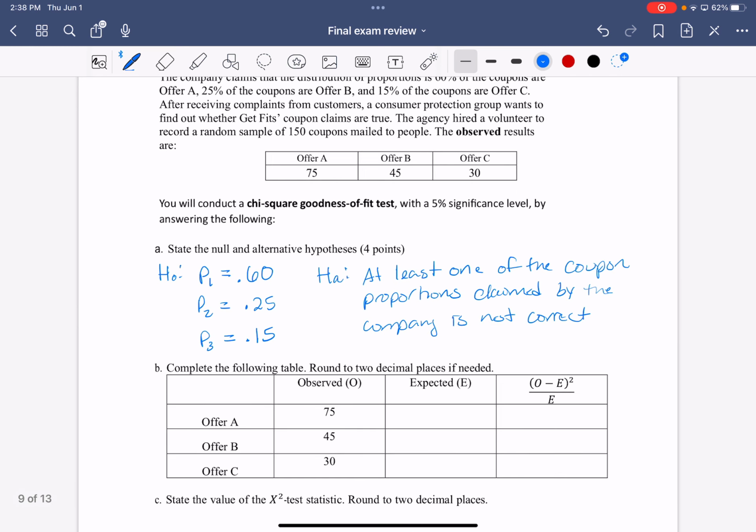And this is exam 3, correct? Yeah, this is coming from exam 3. Any questions so far?